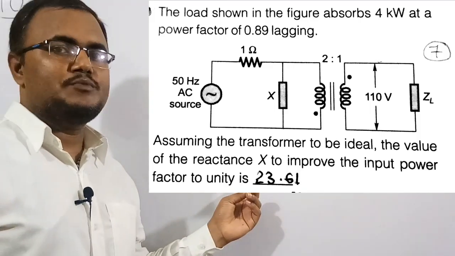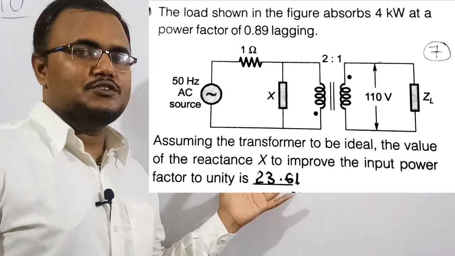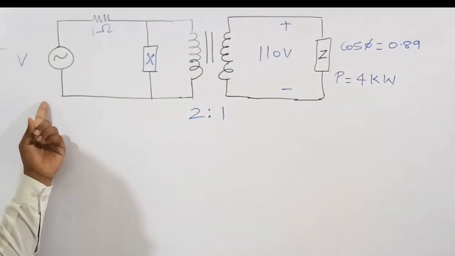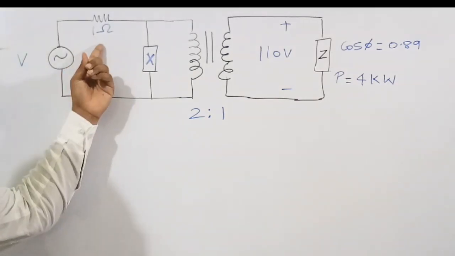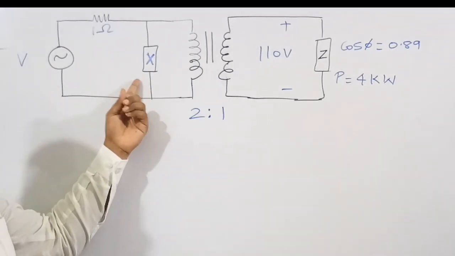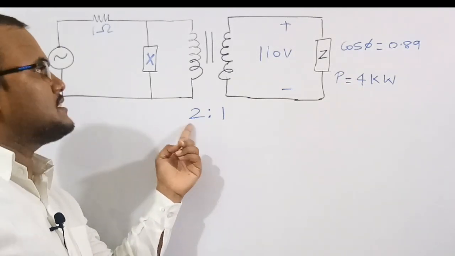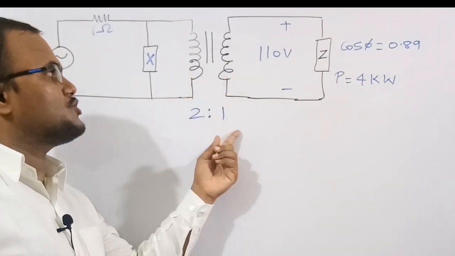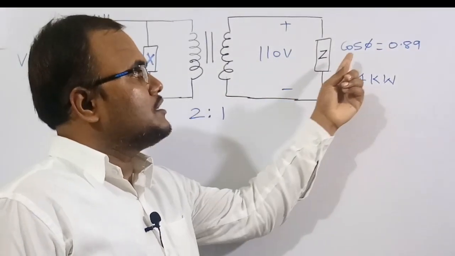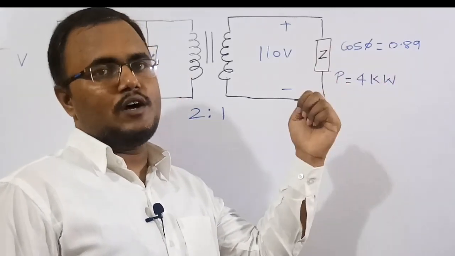So let's solve this numerical. Please listen carefully, this is a very conceptual question. I have drawn this figure again. This is the AC voltage source and the resistance is 1 ohm. We need to find the element and its reactance value. This is the turns ratio of the transformer, a single phase transformer. The turns ratio is 2:1, so the voltage across the load is 110 volt. The power factor of the load is 0.89 and the power absorbed by the load is 4 kilowatt.